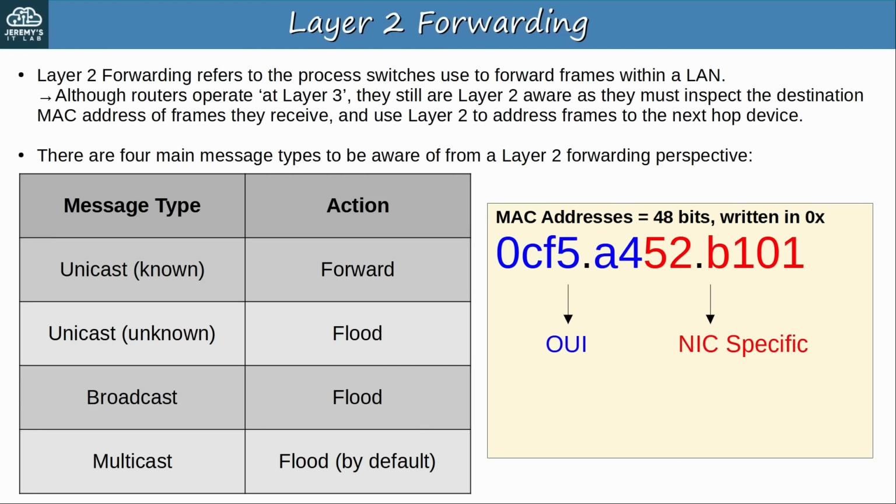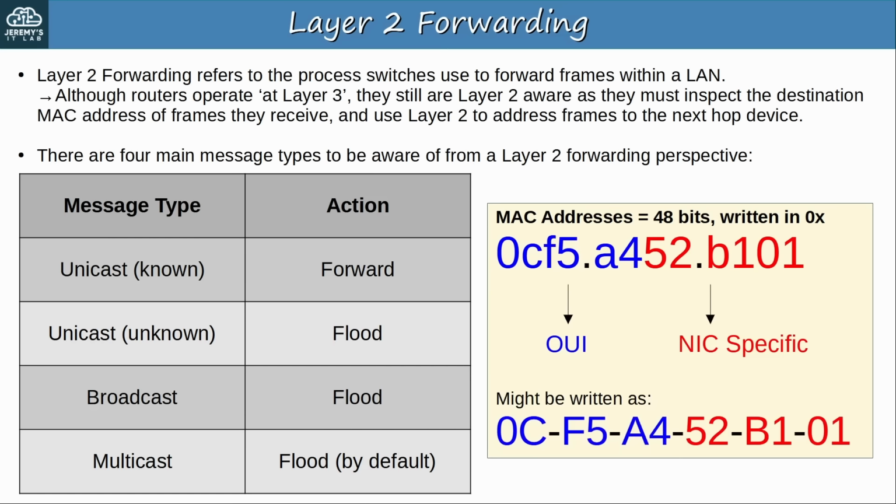Then, the second half of the MAC address, so the last 24 bits or 6 hex digits, is specific to the NIC, network interface card of the device. For example, this is the MAC address of my switch's Fast Ethernet 0/1 interface. Other MAC addresses used by my switch, for example the MAC addresses of its other interfaces, or the system MAC address that identifies the switch in spanning tree protocol, would have the same OUI, 0CF5A4, but a different second half of the MAC address.